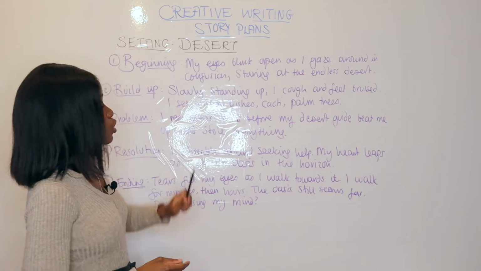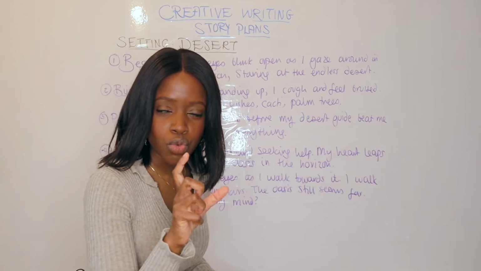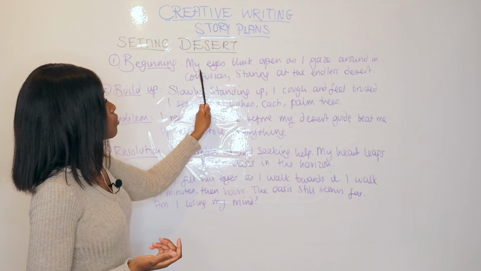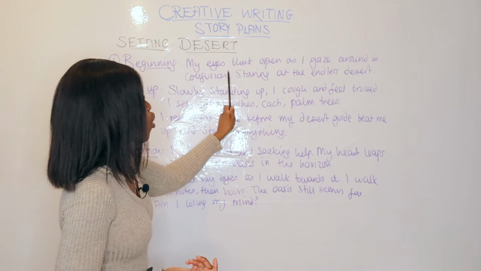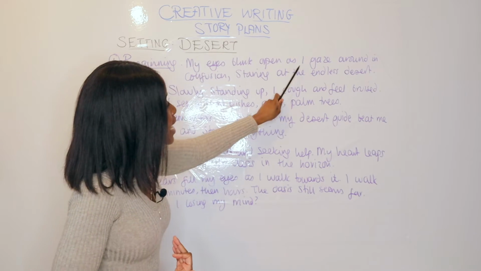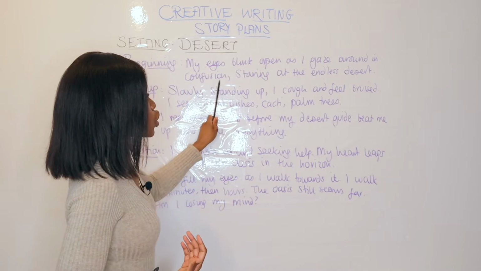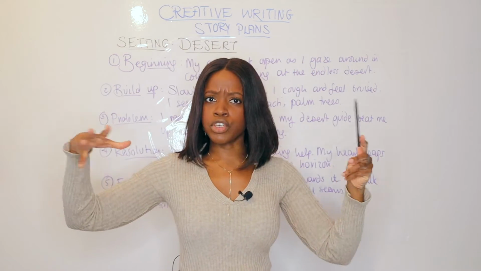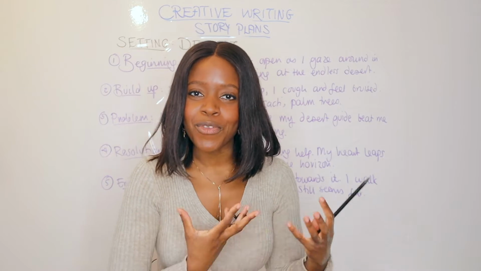Anyway, starting with the beginning, the structure of this story is going to be a little bit interesting, and you're going to see why. In the beginning you can write about it with your eyes. So, I'm the narrator: my eyes blink open as I gaze around in confusion, staring out at the endless desert. My eyes blink open, I'm looking around in confusion, what's happening? And you're actually starting this story in media res, in the middle of the action.